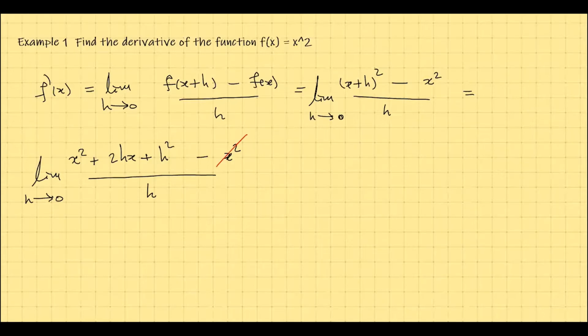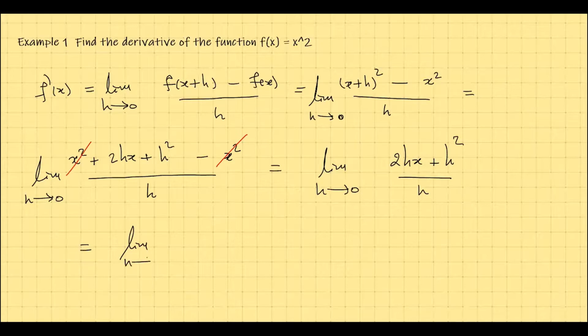Quite straightforwardly, we can see that the x squareds are going to cancel. So what we end up with is this limit as h tends to 0 of 2hx plus h squared, and the whole thing is over h. But of course, we can tidy that up a little bit. So we still have a limit that we're considering, but we can factorize out the h. So we get that, and the whole thing is divided by h. But again, in this case, because h is not actually 0, the h's are going to cancel.